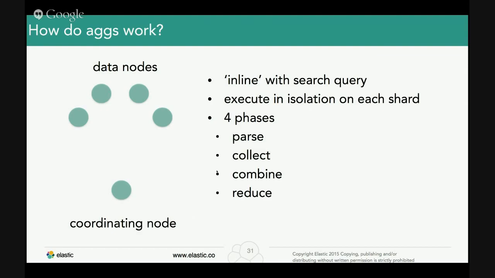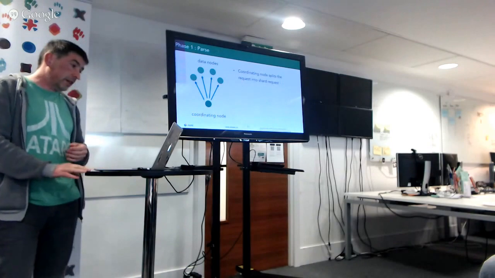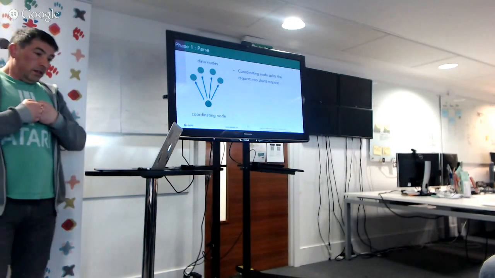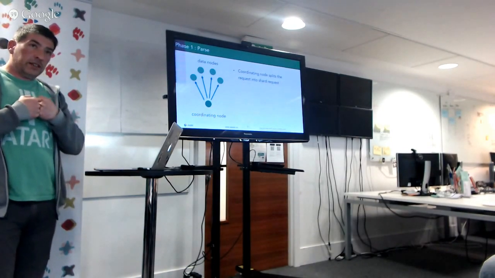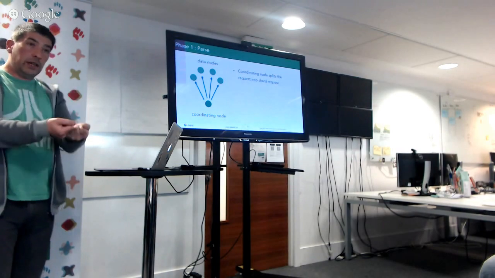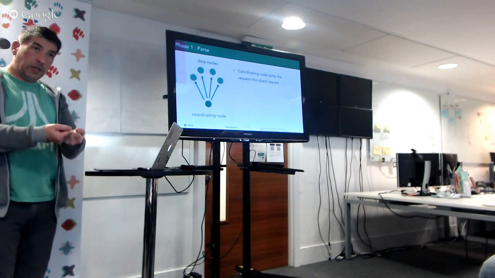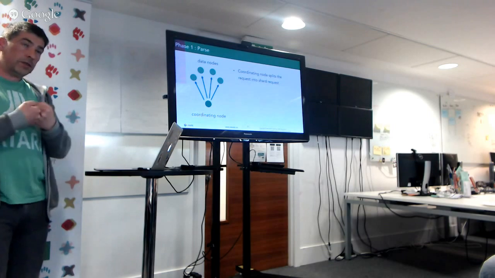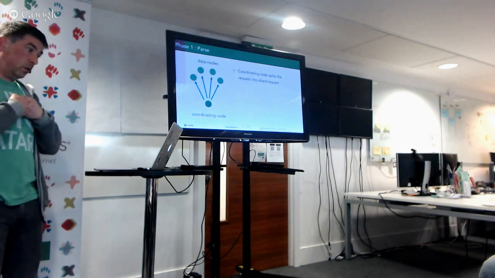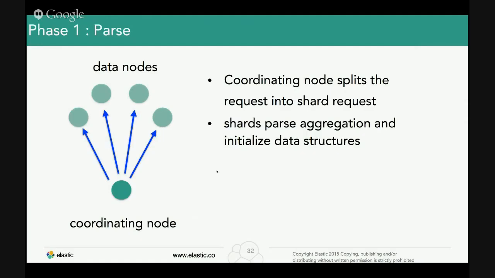There's a number of phases that go through to produce an aggregation. Okay, parse, collect, combine, produce. What does that look like? So just like any other request in Elasticsearch, you'll send it into a node within the cluster. That'll be called the coordinating node. It's its responsibility now to work out what to do with this request and who has this data that it has to call out to.